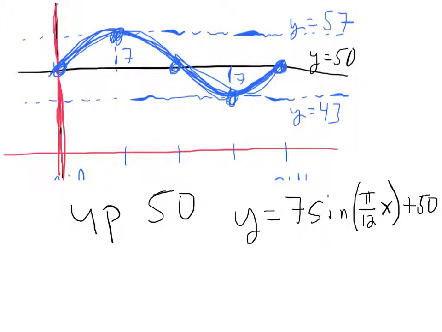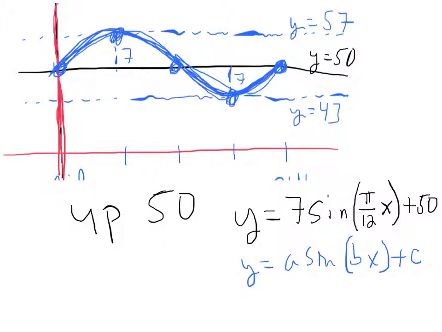Okay, so to put this all together, there's my b. I said it was sine. There's my amplitude, and then I shifted it up 50. So this corresponds to the equation y equals a sine of bx plus c. Of course there's no left-right phase shift, so I'm not going to bother with the plus or minus inside.